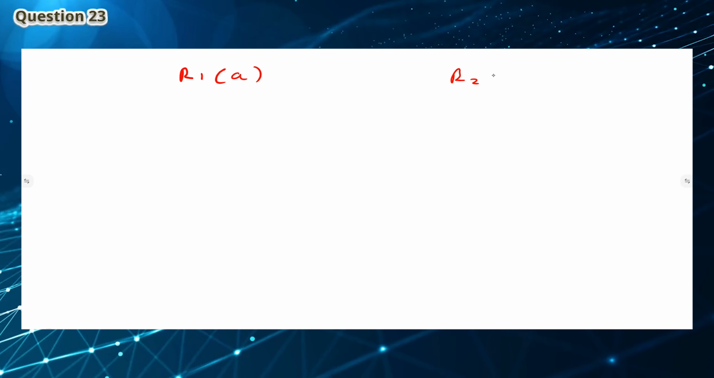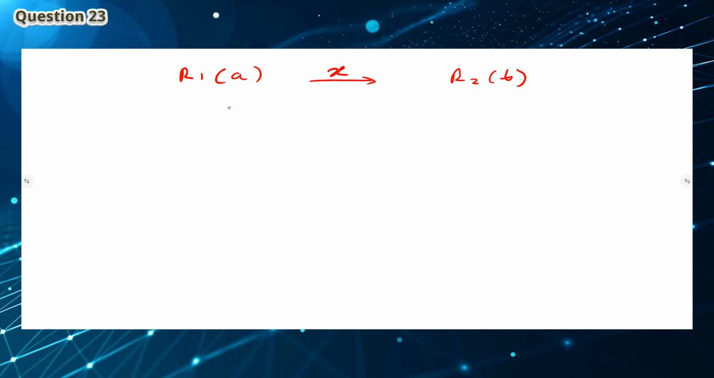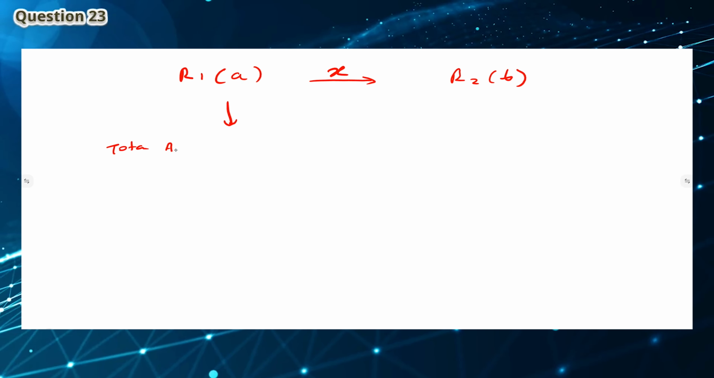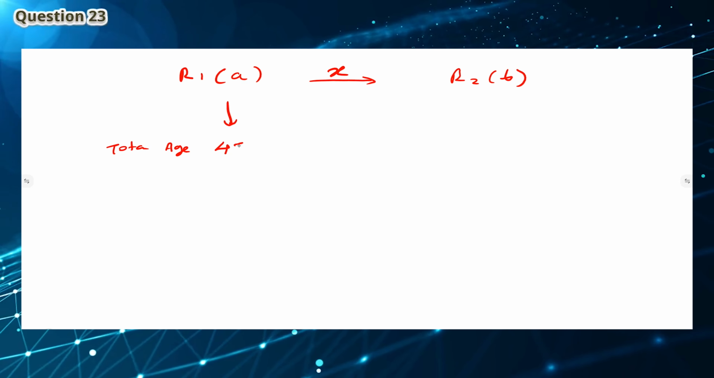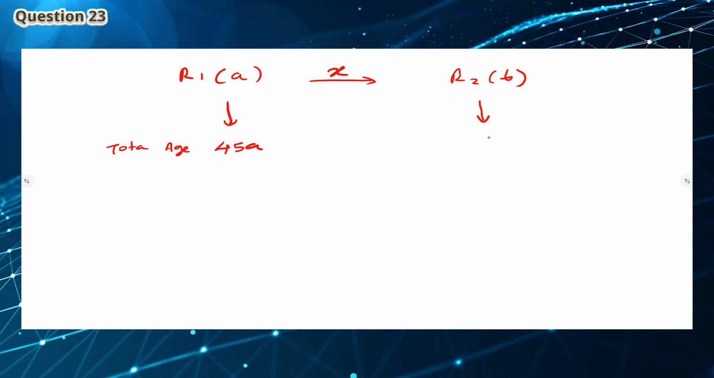Let the number of people in room 1 be A, and the number of people in room 2 be B. Let X be the age of the person who goes from room 1 to room 2. The total age of the people in room 1 is 45A, and the total age of the people in room 2 is 20B.